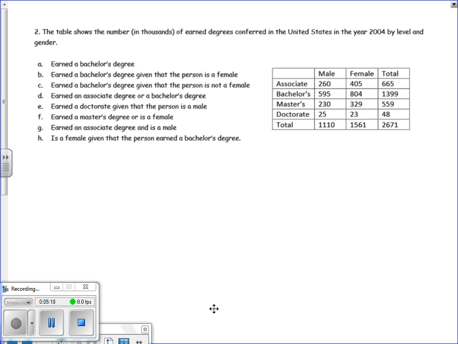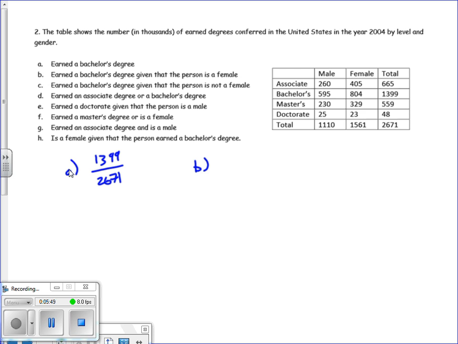All right, so we move on to number 2. This is a table where you can start pulling all sorts of stuff in terms of the overlaps and whatnot. So just a matter of reading the table. So what's the probability that we select someone at random that has earned a bachelor's degree? So bachelor's degree, just go right to that part of the table, and there are 1399 out of the 2671. Feel free to turn that into a decimal if you'd like. I'm just going to keep moving.